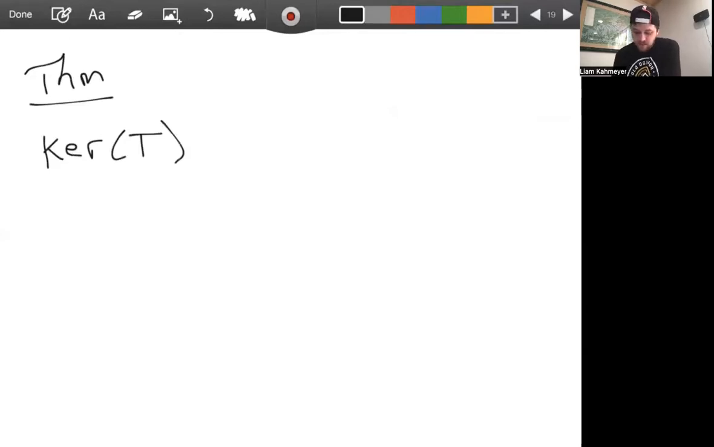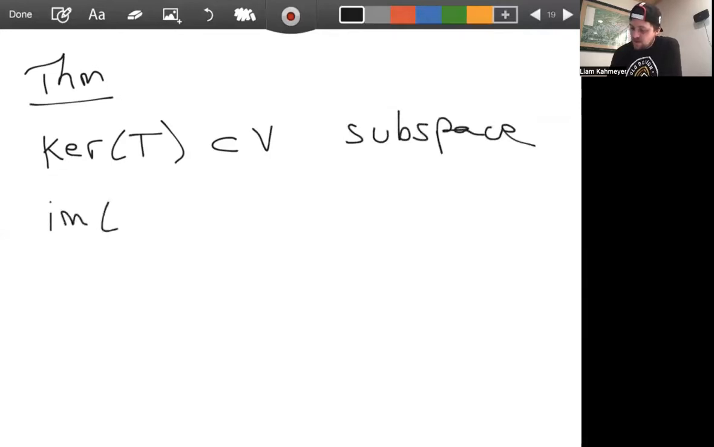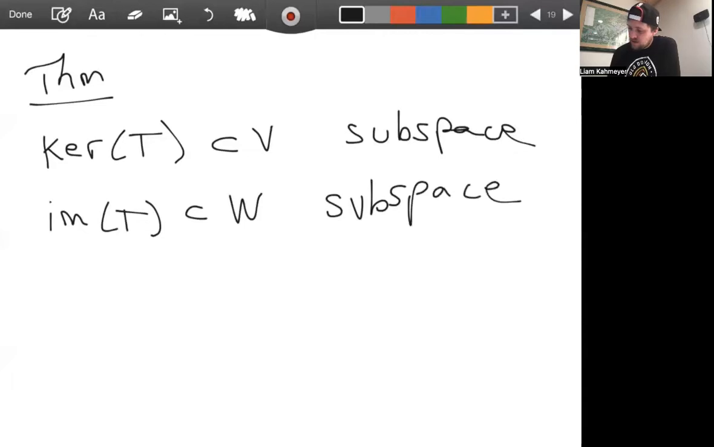And we've seen the following theorem, but I'll remind us. So the theorem says that the kernel of T, well, I don't think we have seen this because I'd like to prove it. So theorem: the kernel of a linear transformation in W is a subspace. And the image of T, which is in the codomain, is also a subspace. Okay, how could we prove this? Well, we'll have to recall the subspace criteria.